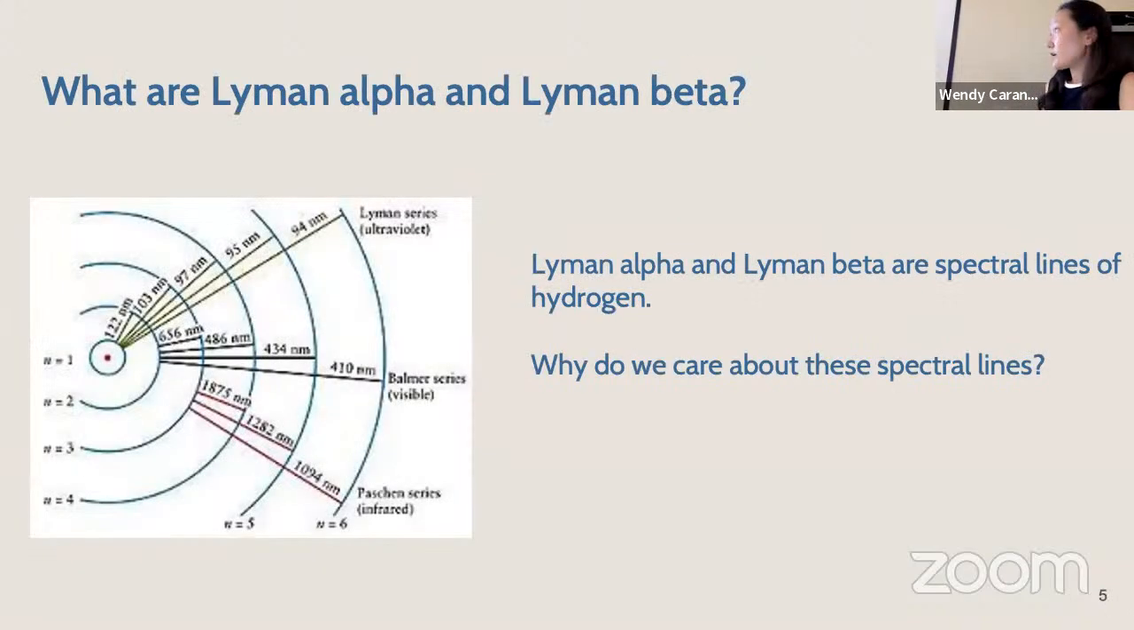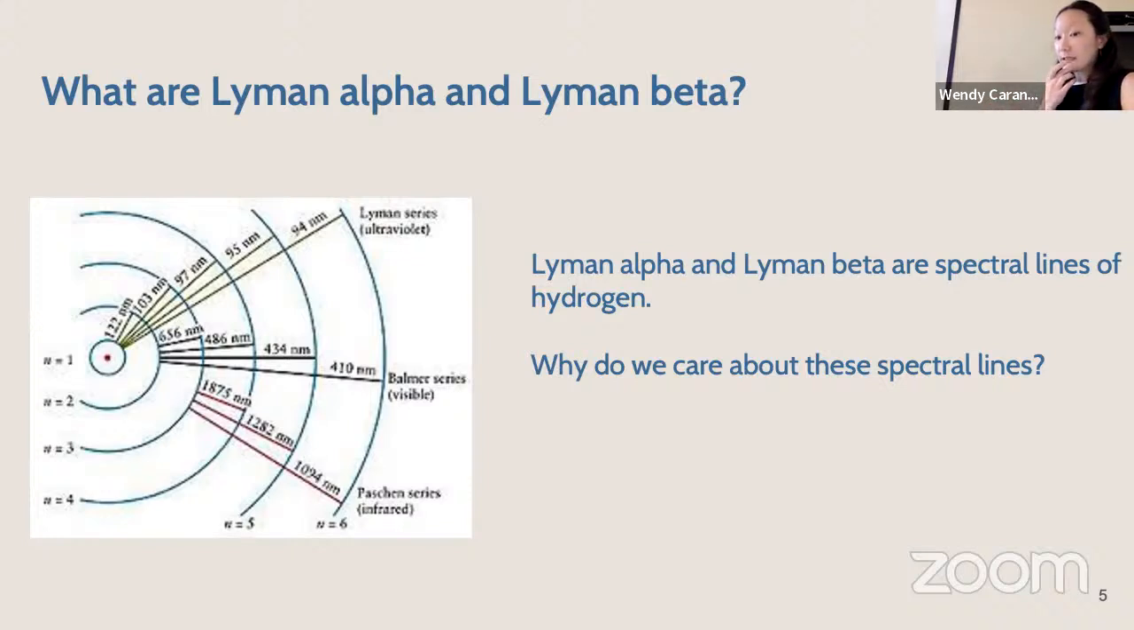So what are Lyman alpha and Lyman beta? They are spectral lines of hydrogen. An electron falls in energy levels, 1 level for Lyman alpha, 2 levels for Lyman beta, back to the ground state, resulting in a photon emission. And why exactly do we care about these spectral lines? We care about these spectral lines at Mars specifically.